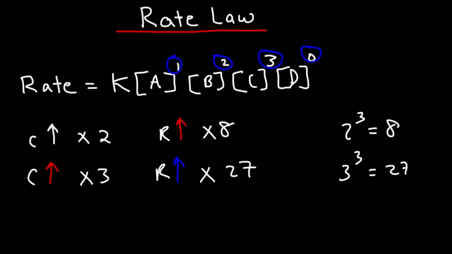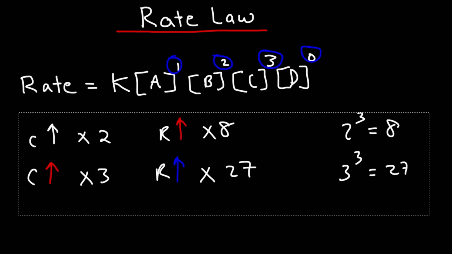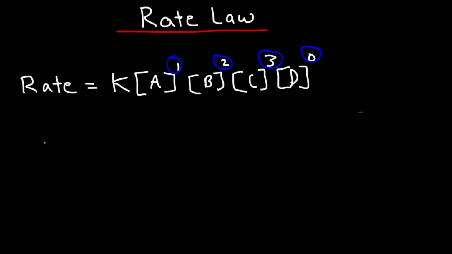Now let's focus on D. It's zero order with respect to D. So if we increase the concentration of D by a factor of 2, what's going to happen to the rate? What would you say? 2 raised to the 0 power is what? Anything raised to the 0 power is 1. So there's not going to be any change for the rate.